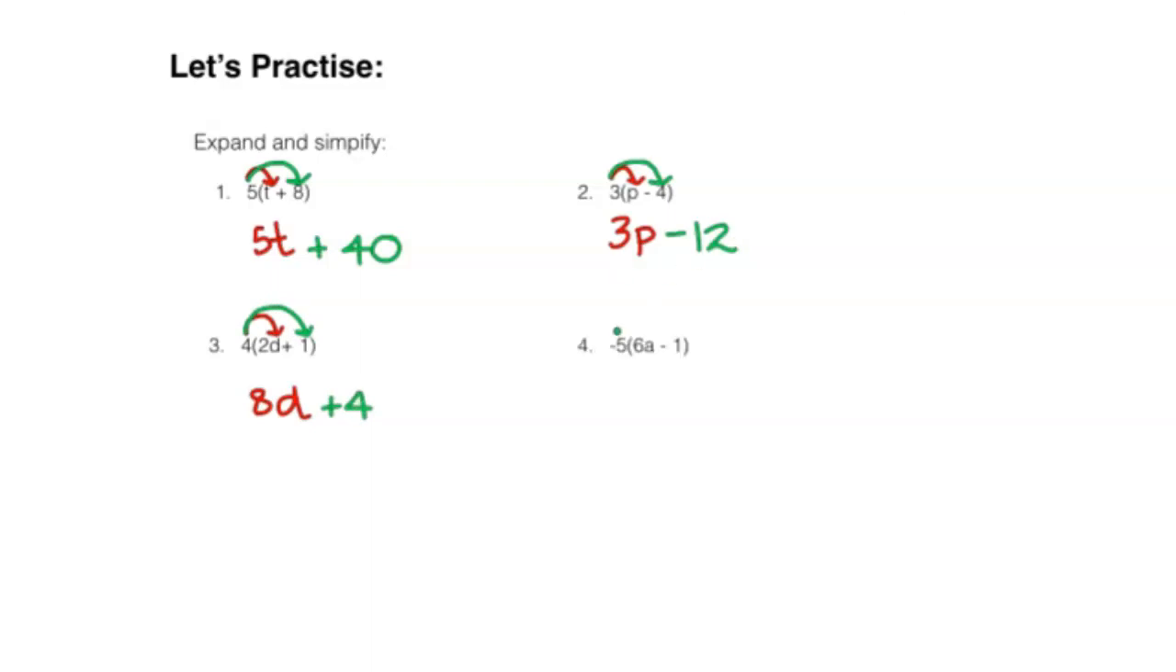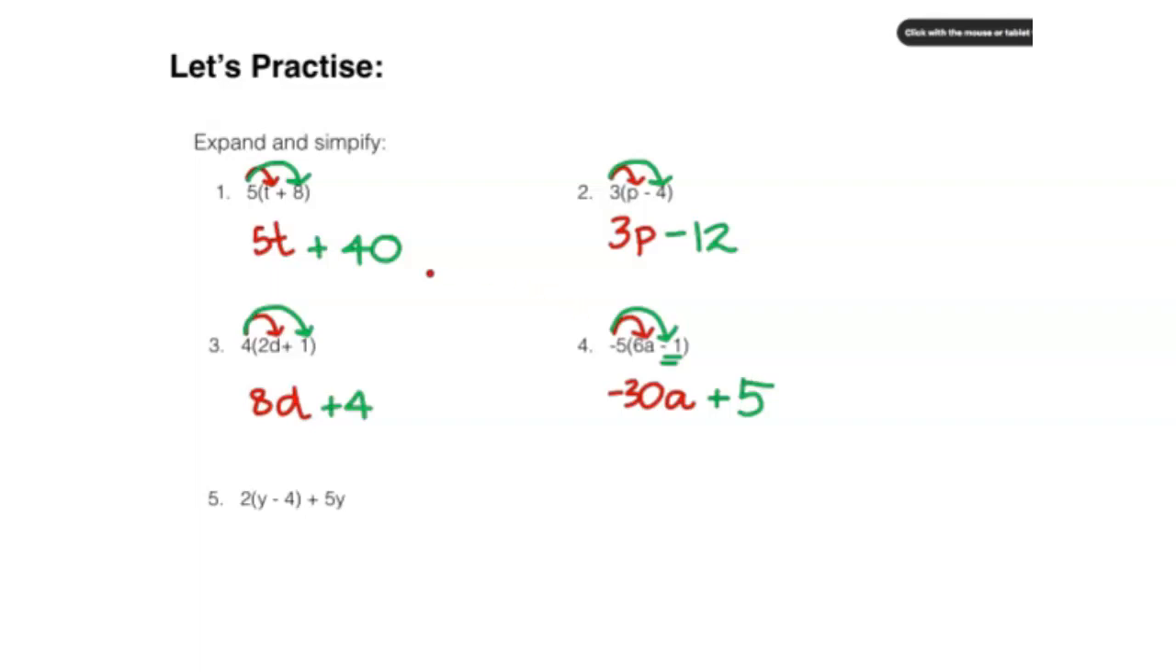In our fourth example, we have a negative number in front of the bracket. So we treat this exactly the same, we just are careful with our negatives. To start with, we're going to have negative 5 times 6a, or negative 5 times 6 is negative 30a. And negative 5 times a negative 1, so be careful here, is going to be positive 5. So once again, negative 30a and the positive 5 are not like terms, so we're not going to combine them.